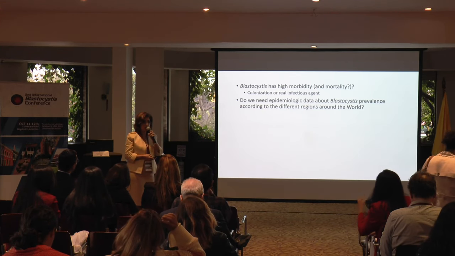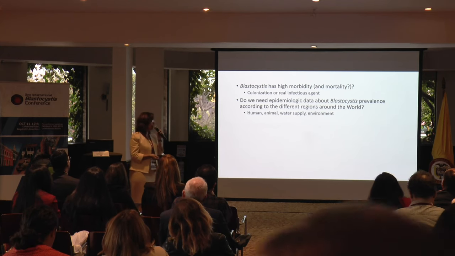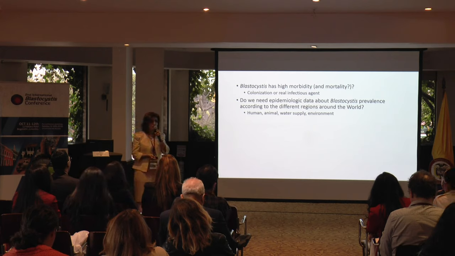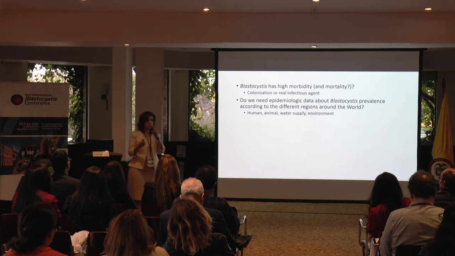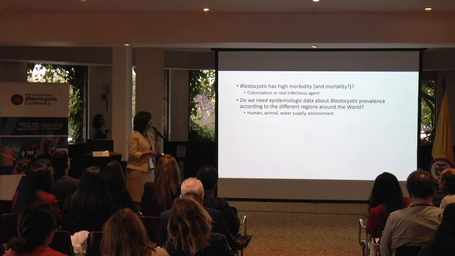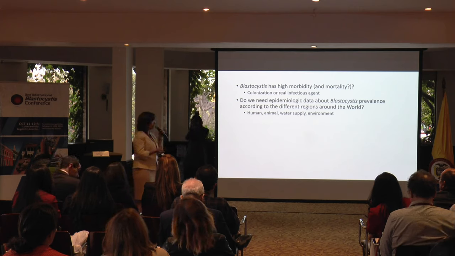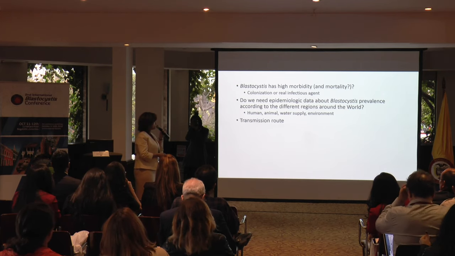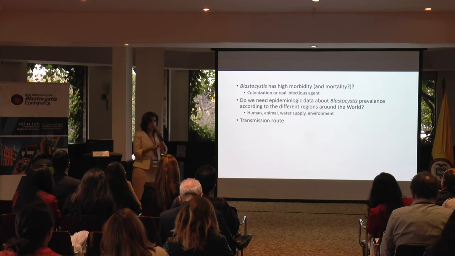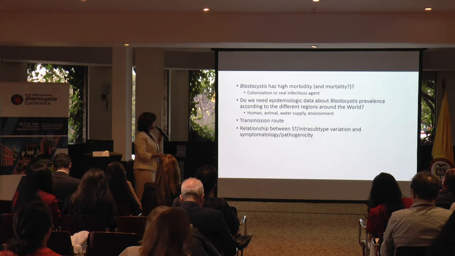In different parts of the world, including human, animal, from water supply and environment. So maybe human studies are more common than the animal ones, but we also need water supply and environmental data to know the real epidemiology of Blastocystis. We need all four because of clarifying the transmission route of Blastocystis.